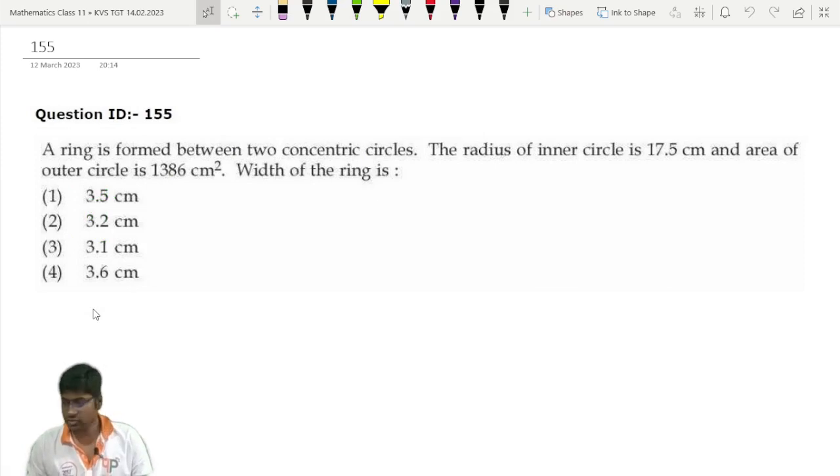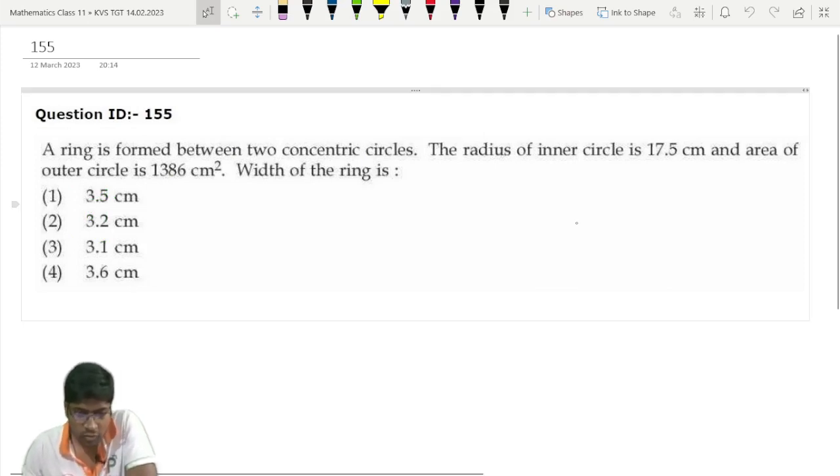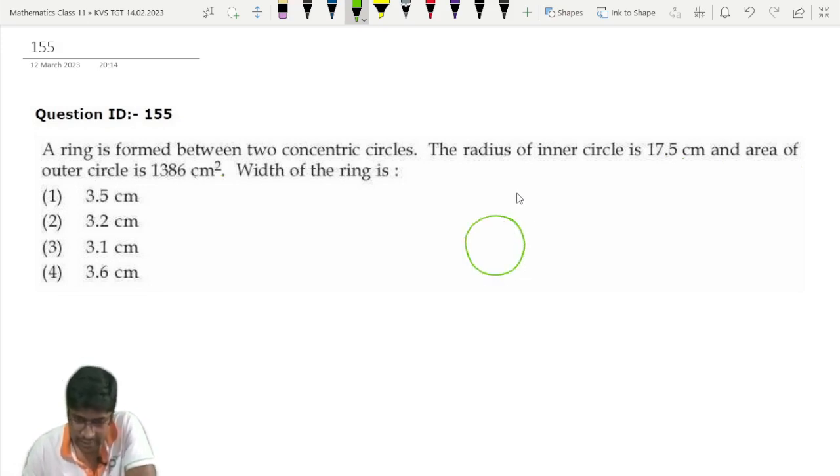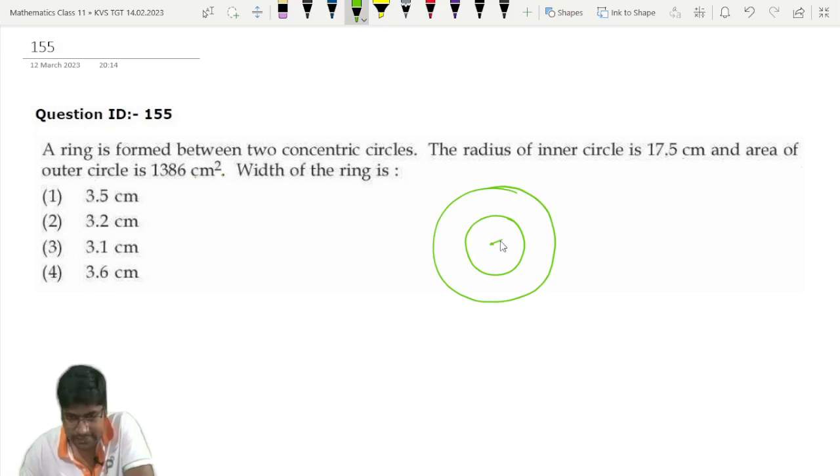Now let's move to the next question. Question number 155. A ring is formed between two concentric circles. The radius of the inner circle is 17.5 centimeter and the area of the outer circle is 1386 centimeter square. One inner circle is there and one outer circle is there, so the radius of the inner circle is 17.5.